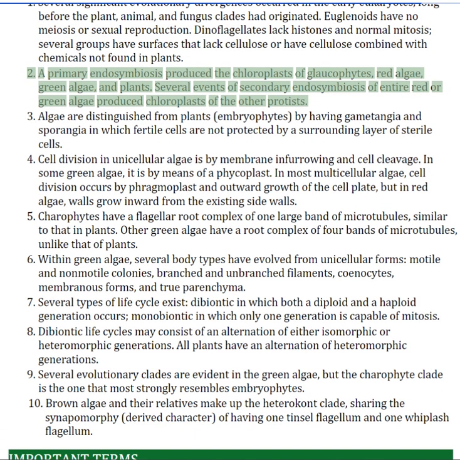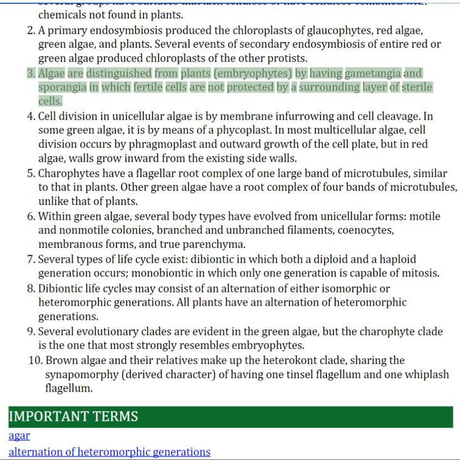2. A primary endosymbiosis produced the chloroplasts of glaucophytes, red algae, green algae, and plants. Several events of secondary endosymbiosis of entire red or green algae produced chloroplasts of the other protists. 3. Algae are distinguished from plants by having gametangia and sporangia in which fertile cells are not protected by a surrounding layer of sterile cells.